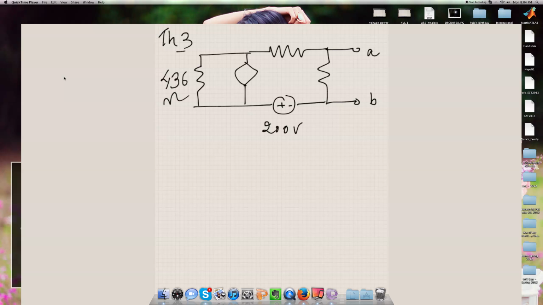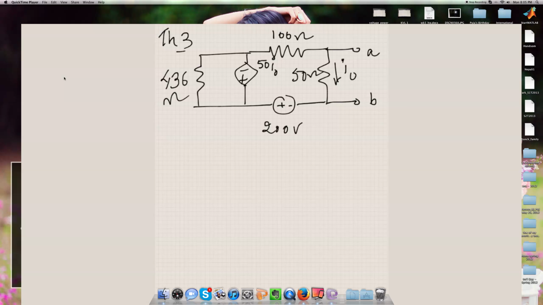So the resistance on the top is 100 ohm. The resistance on this side is 50 ohm. The current that's going along this 50 ohm is what we call I sub naught. And this diamond has the I naught showing up here as 50 times I naught. So this diamond shows a dependent source. It's a current dependent voltage source is what it is.